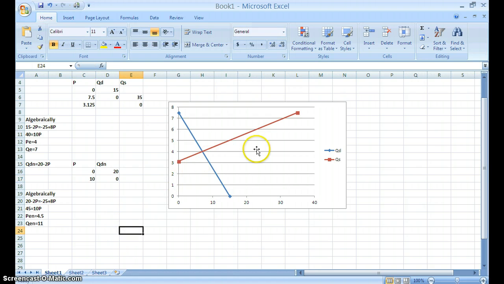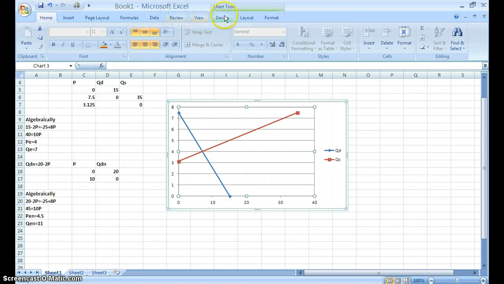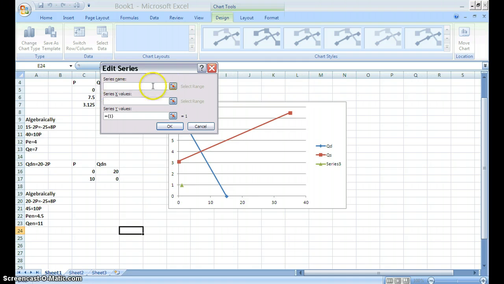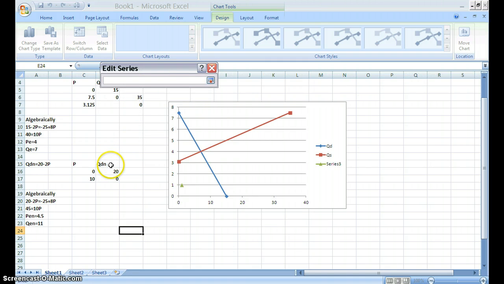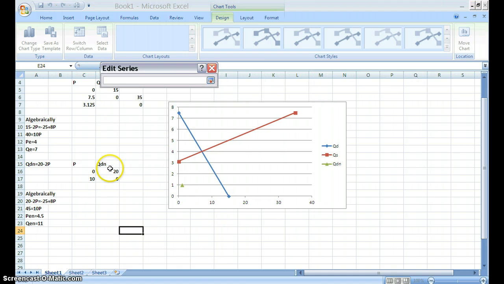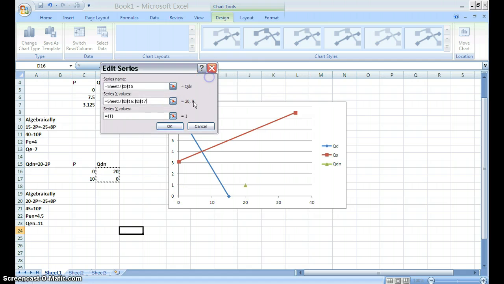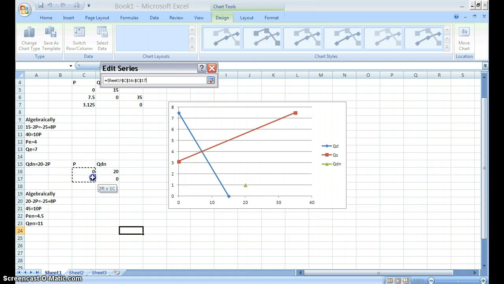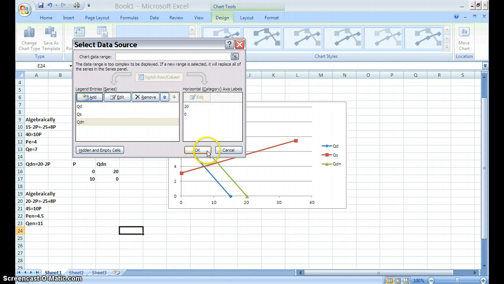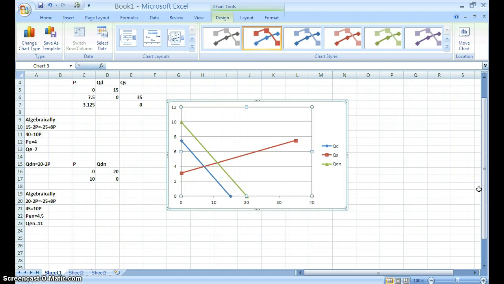So now let's add that. I'll click on this, go to design, select data, add another data series. The series I'm adding is the new demand curve. And here is the data for quantity. And I do price over here. And now I have a shifted demand curve. Demand has shifted up, increased. Increasing demand moves away from the origin. Decreasing demand moves towards the origin.